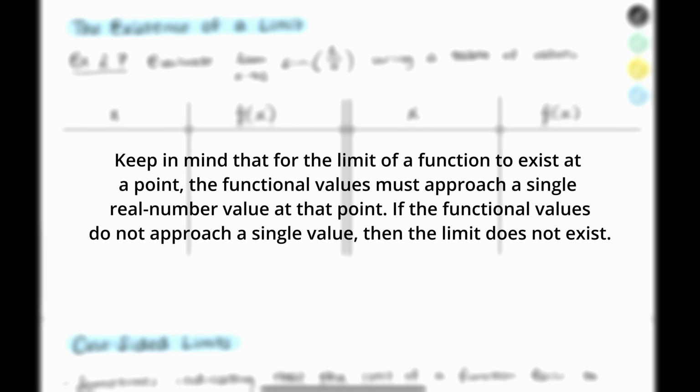It says, keep in mind that for the limit of a function to exist at a point, the functional values must approach a single real number value at that point. If the functional values do not approach a single value, then the limit does not exist.